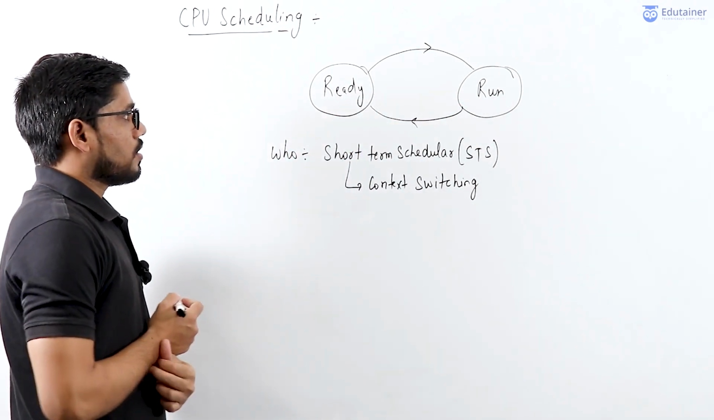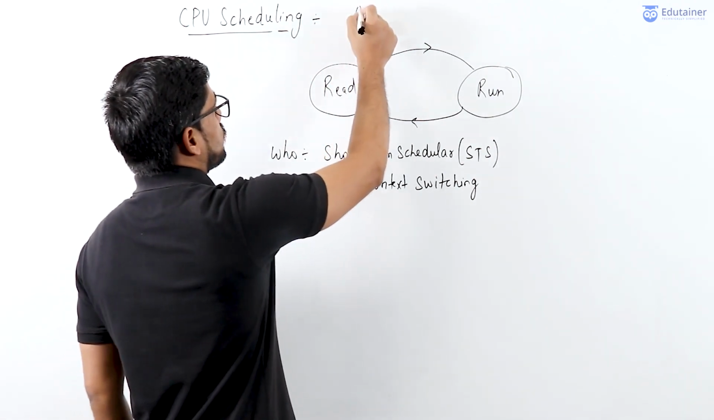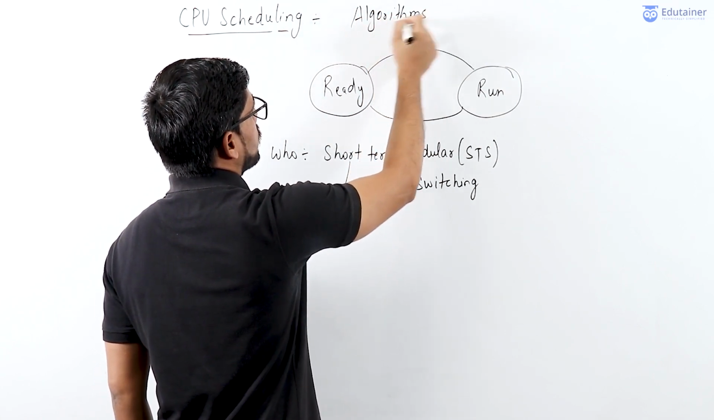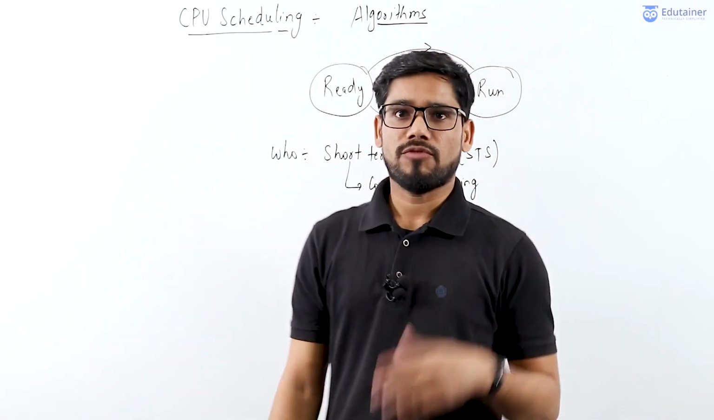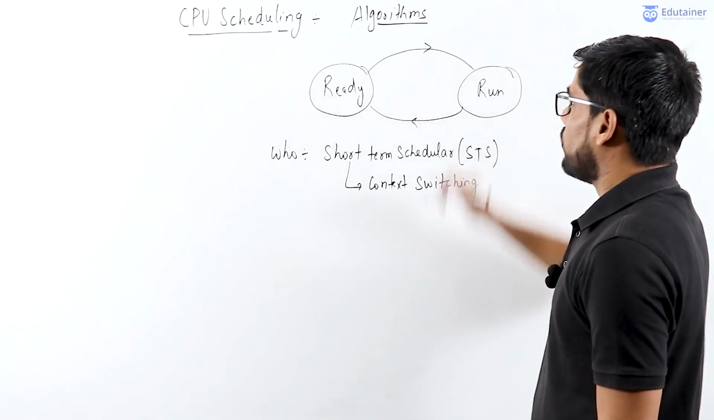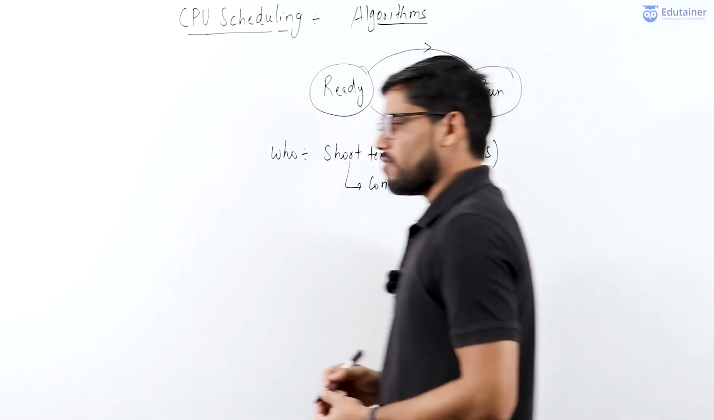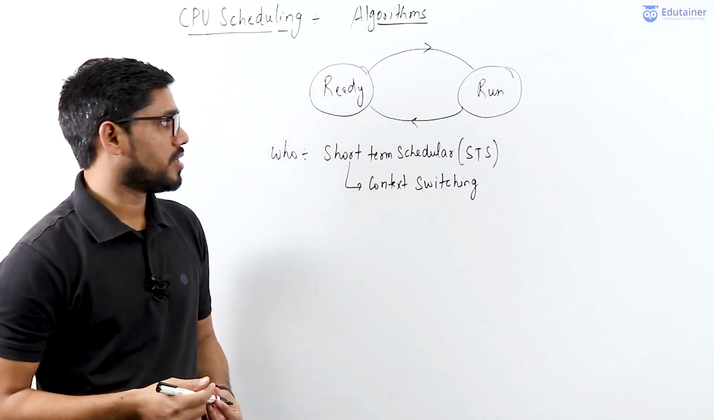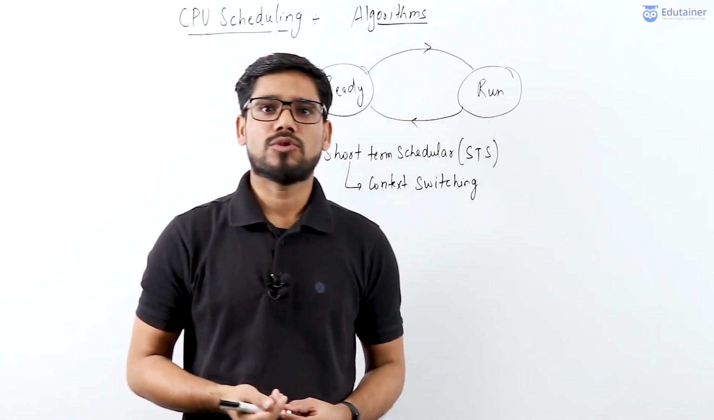Now there are various CPU scheduling algorithms used, which will decide which process is to be picked by the CPU and which process is not to be picked by the CPU. So we will see all such algorithms and decide which CPU scheduling algorithm will give better performance and better efficiency, coming to the context switching. Okay, so in the next video we will start various CPU scheduling algorithms.